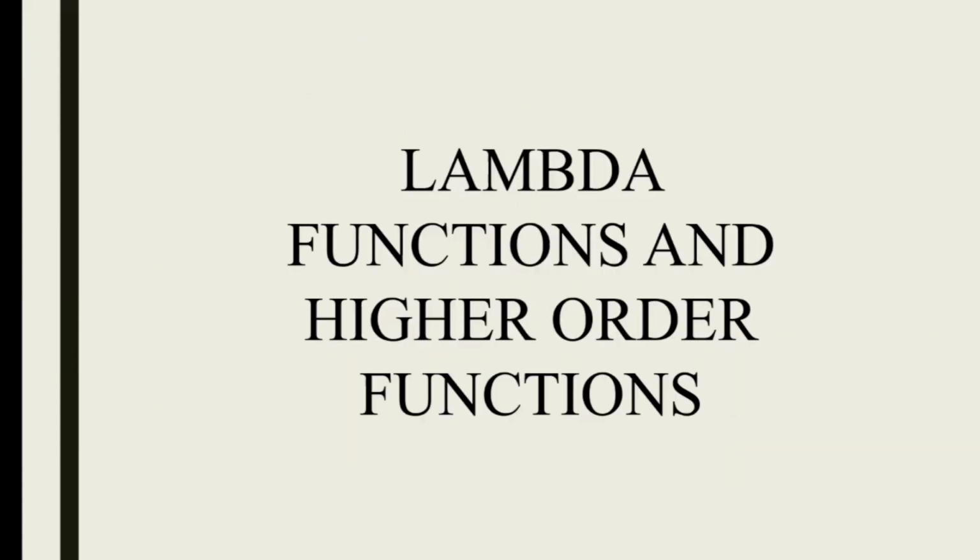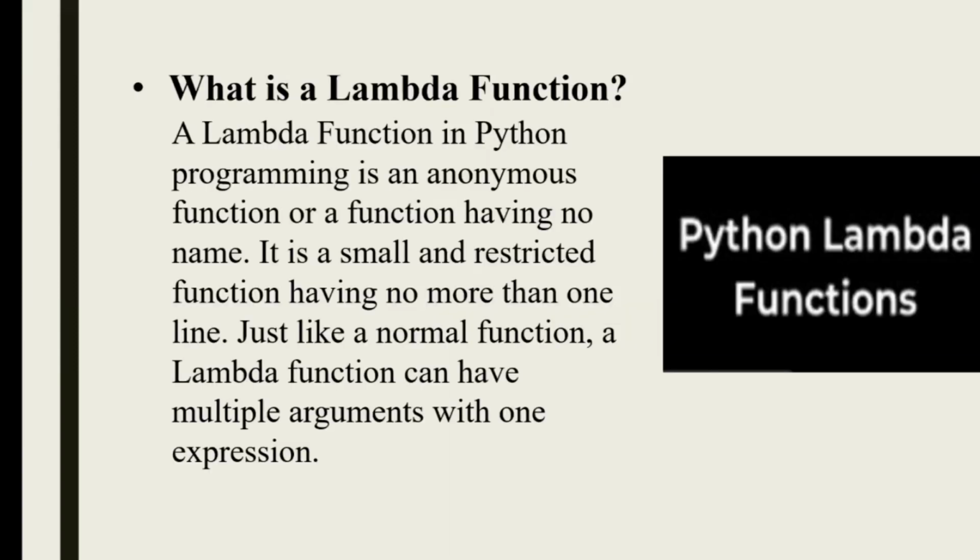In this video, we discuss lambda functions and higher order functions. First, we discuss lambda functions. What is a lambda function? A lambda function in Python programming is an anonymous function, or a function having no name. It is a small and restricted function having no more than one line. Just like a normal function, a lambda function can have multiple arguments with one expression.